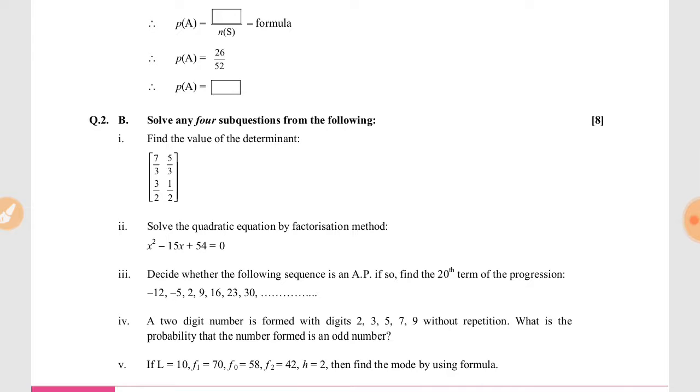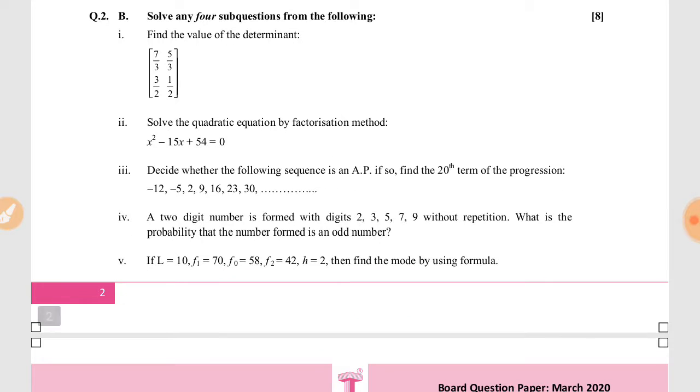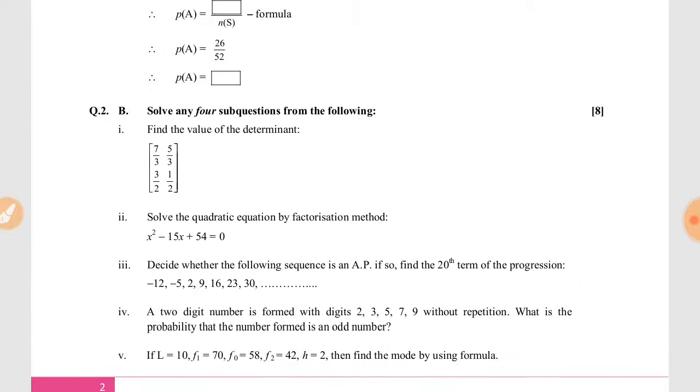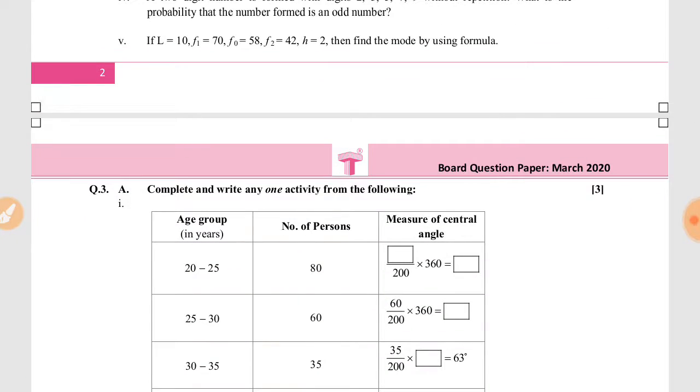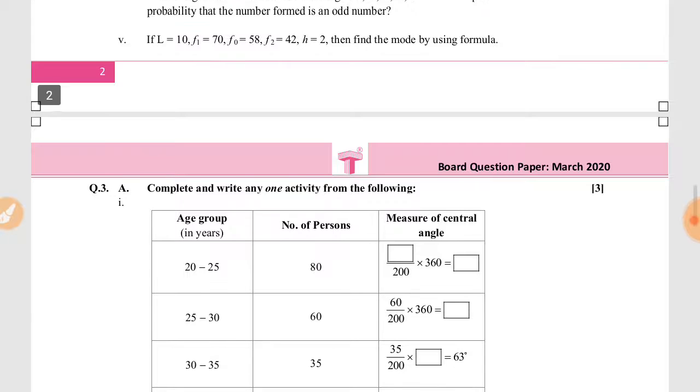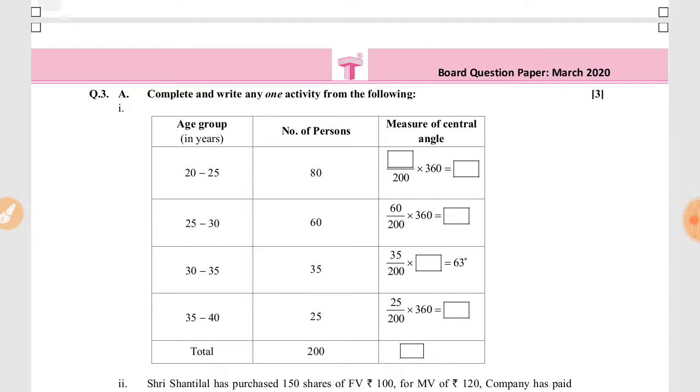Question 2B, solve any 4 sub questions from the following, and it is for 8 marks. So 1, 2, 3, 4, 5. So out of 5 you have to solve any 4. Now question 3A, complete and write any 1 activity from the following. As we discussed earlier, question 3A is activity based, means again you have a lot of chance for getting full marks. So this is for 3 marks.